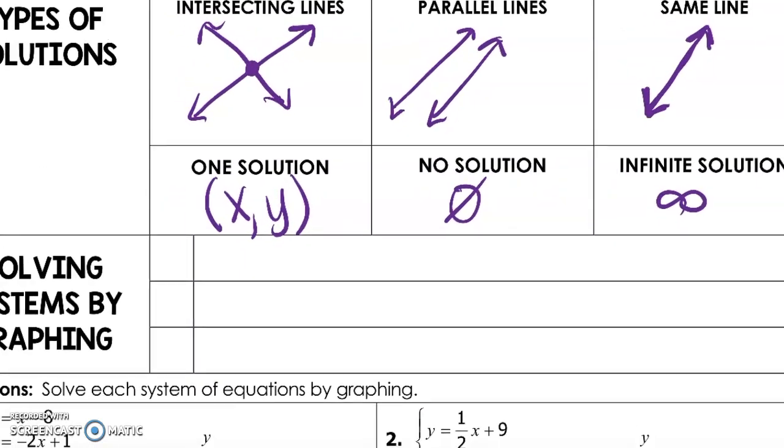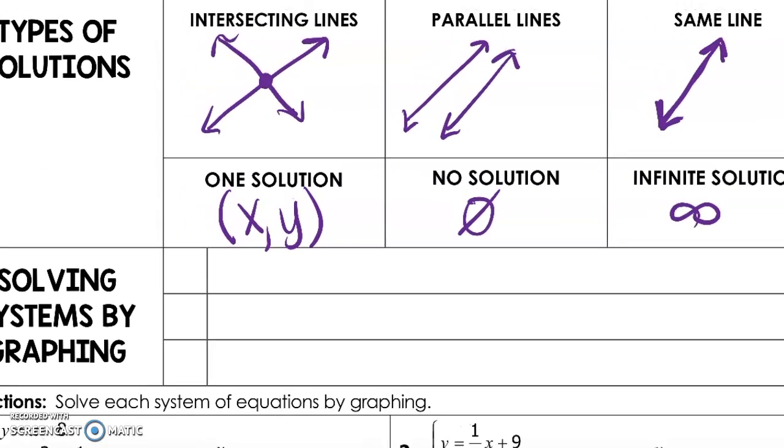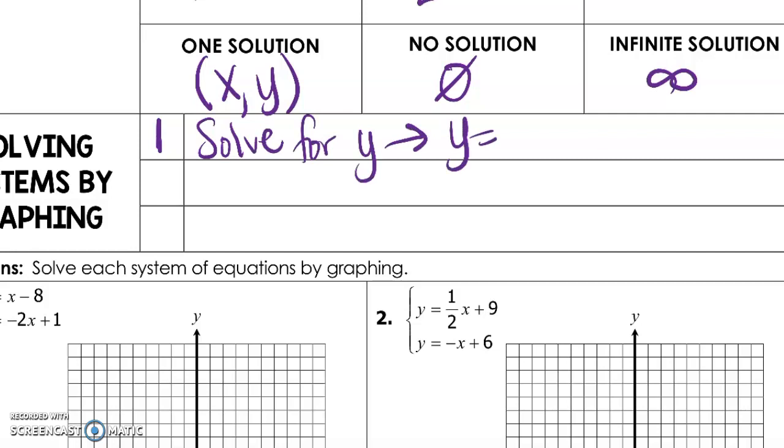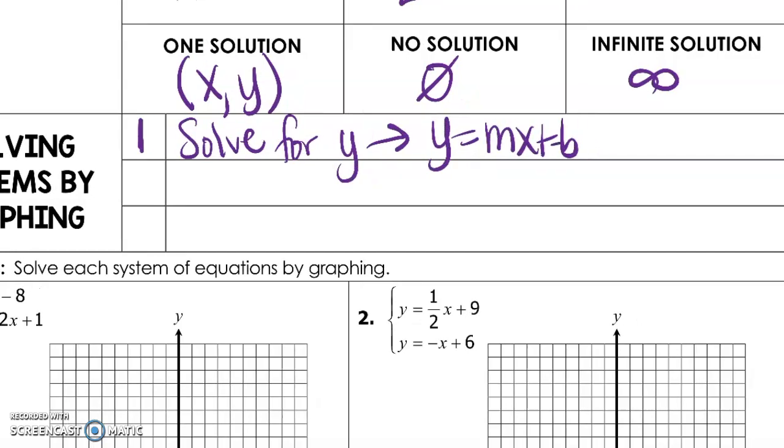So when you are solving by graphing, there's three steps possibly. Step 1 you may or may not have to do. That would be solve for y so that you get it into y equals mx plus b. So again, you may not have to do that. If you look at number 1 and number 2, those are already in y equals, so you don't have to do that.